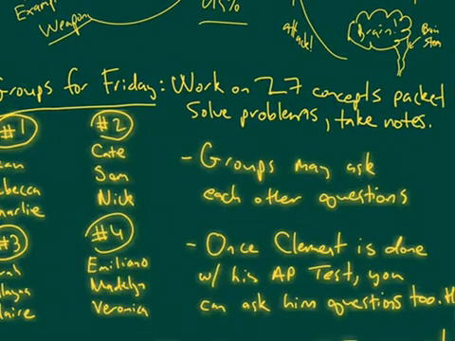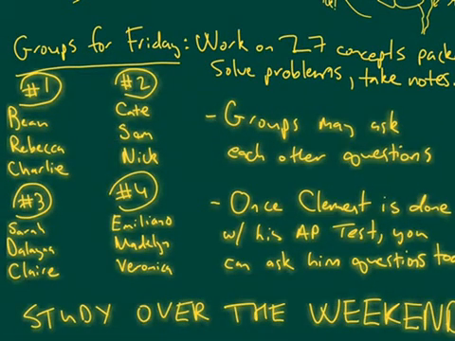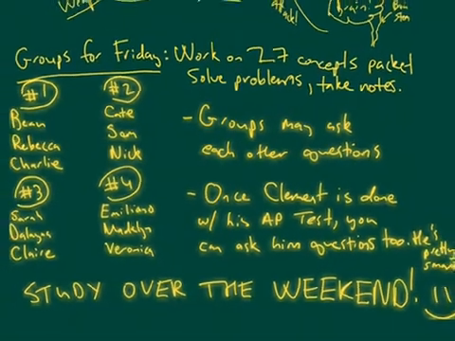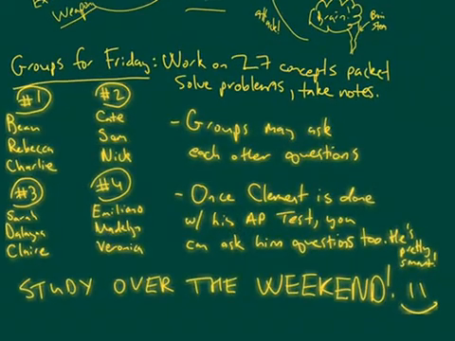So then the second thing is that this looks like it started glowing, but here are your groups to work on this 27 concepts packet. You can solve the problems and then take notes. You guys can ask each other, but I need you to sit in these groups, so Mr. Goodwin will enforce that. But you can turn to other groups and say, hey, did you guys get this one? In number 5, I can't seem to figure out this problem. And then once Clement's done with his AP test, you guys can ask him questions too.